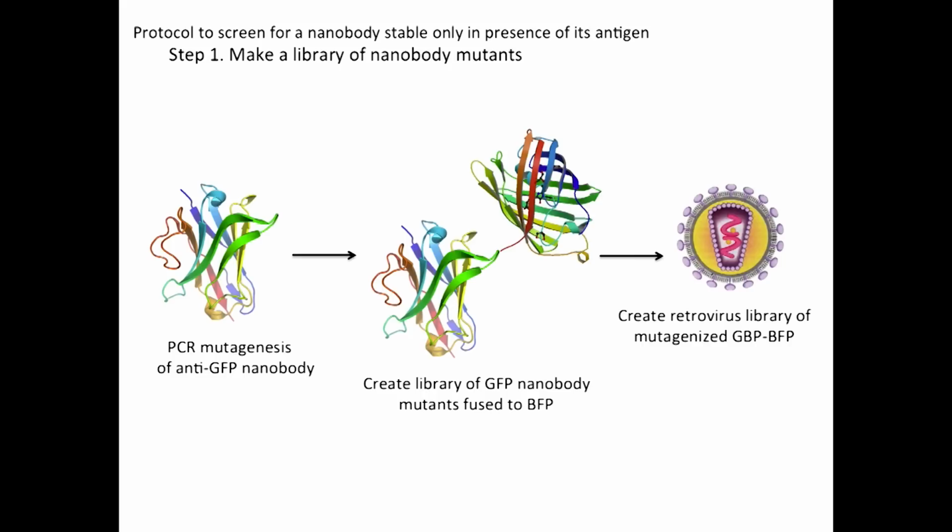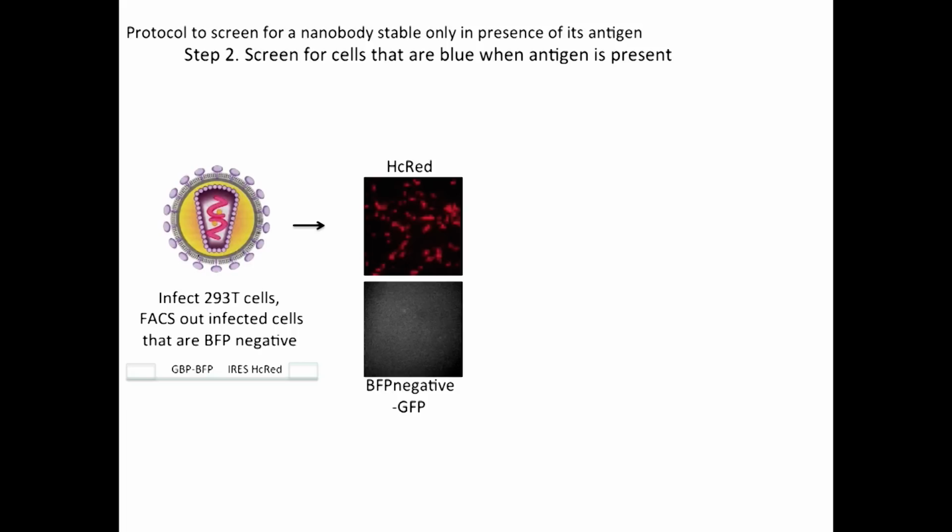These were then encapsulated, made into a retroviral library. We then took that library and we infected cells in culture. And the library not only had the mutagenized fusion proteins, but it also included an HcRed readout so we could find infected cells regardless of the status of this fusion protein.